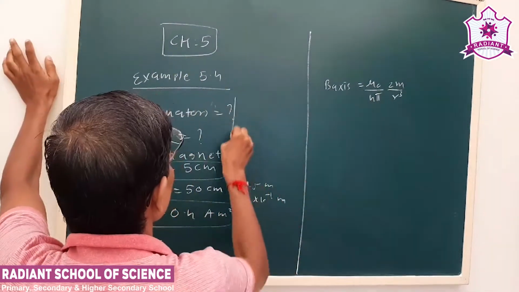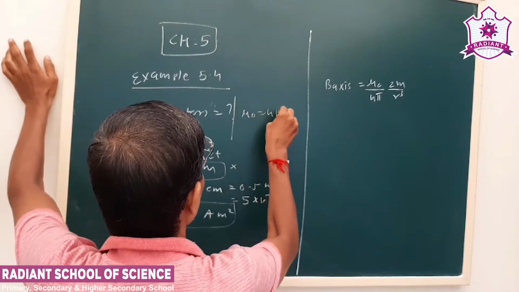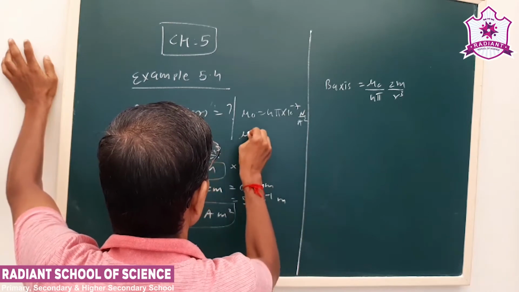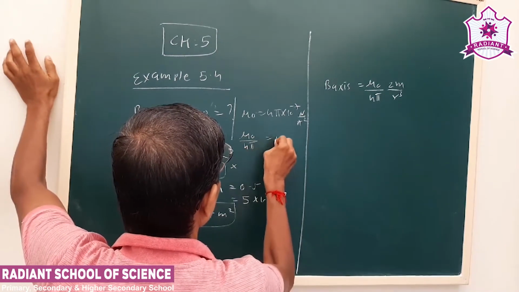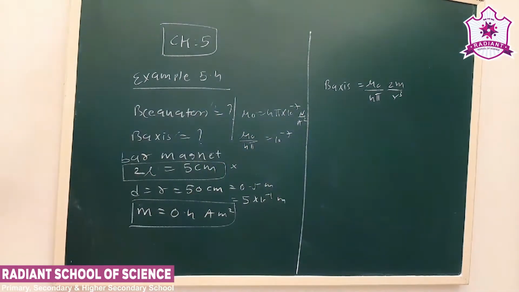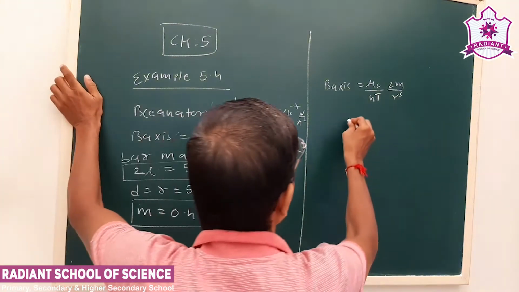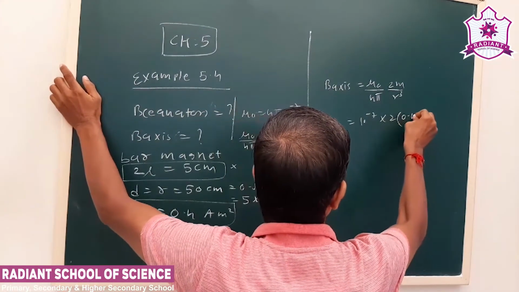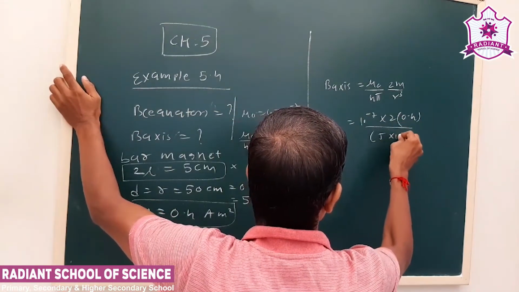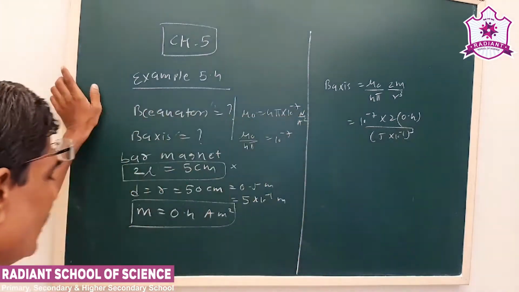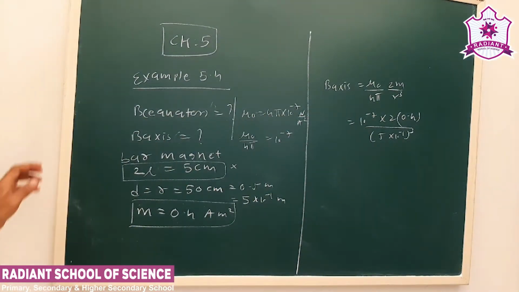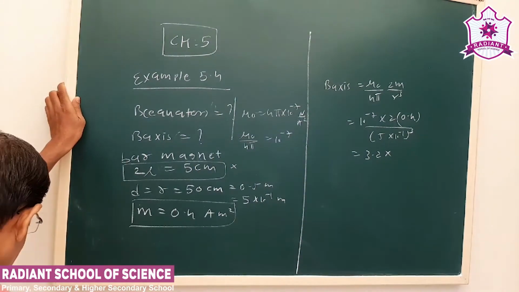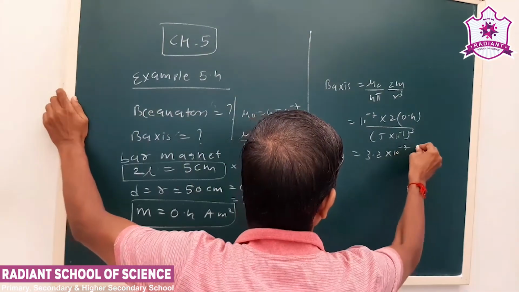Now mu0 is 4 pi into 10 to minus 7 Newton per ampere square, so mu0 upon 4 pi will give 10 to minus 7. Now m is given as 0.4, and r is 5 into 10 to minus 1, cubed. If we simplify, it will be 3.2 into 10 to minus 7 Tesla.